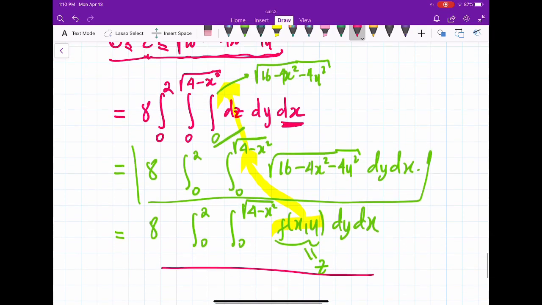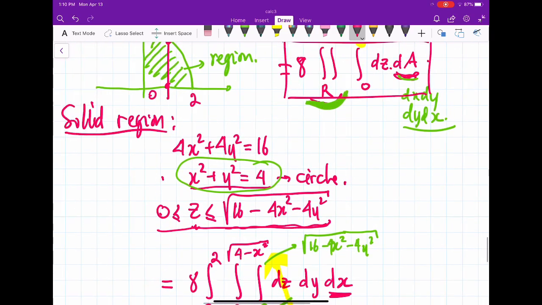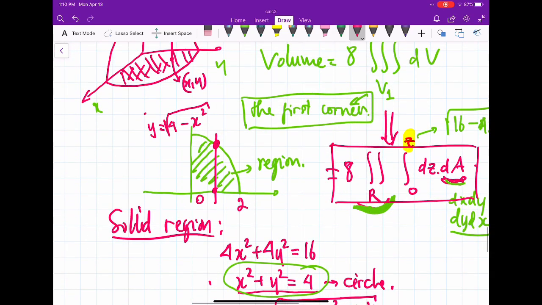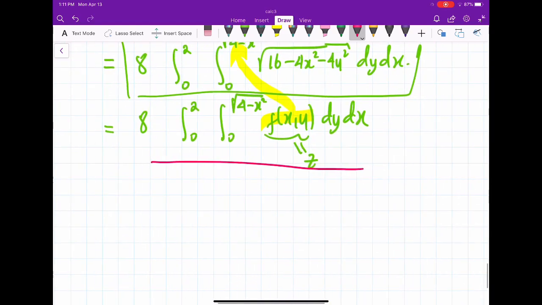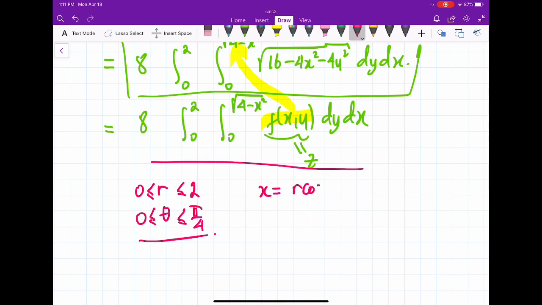Alright, so let's find this integral. Look at the region, right? The region is 1/4 of the circle. So this region is very good for polar coordinates. Let me describe this region using polar coordinates before we integrate this. So this is nothing but r is between 0 and 2. Theta is between 0 and pi over 2, right? And we have x equal to r cosine of theta, y equal to r sine of theta, and x squared plus y squared is just equal to r squared. Okay?